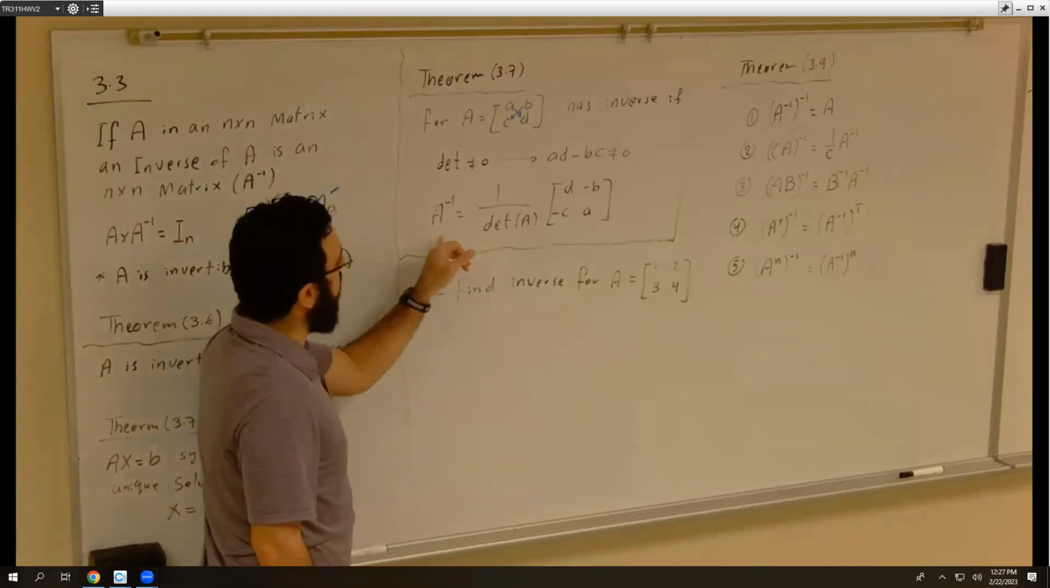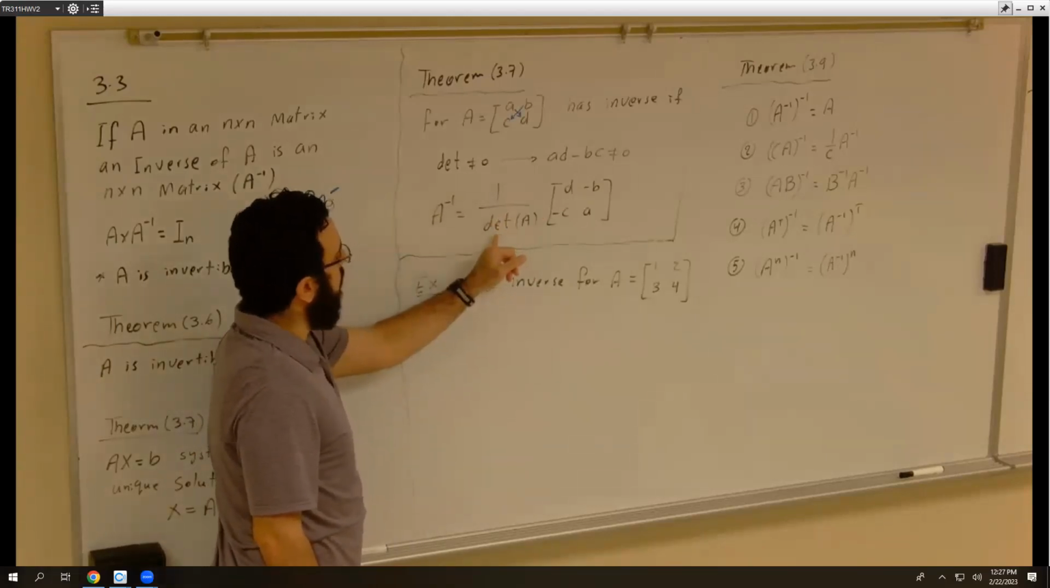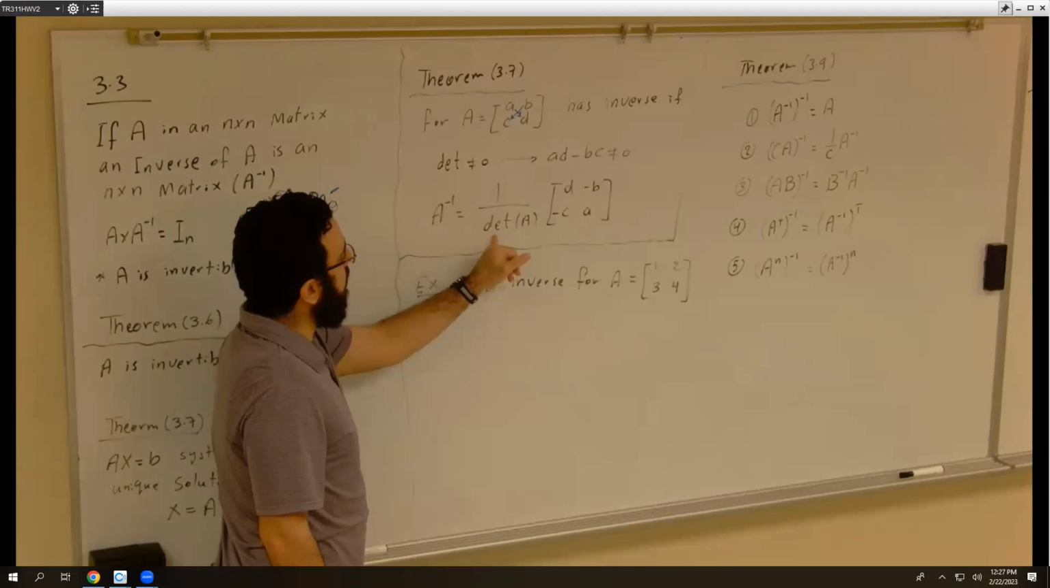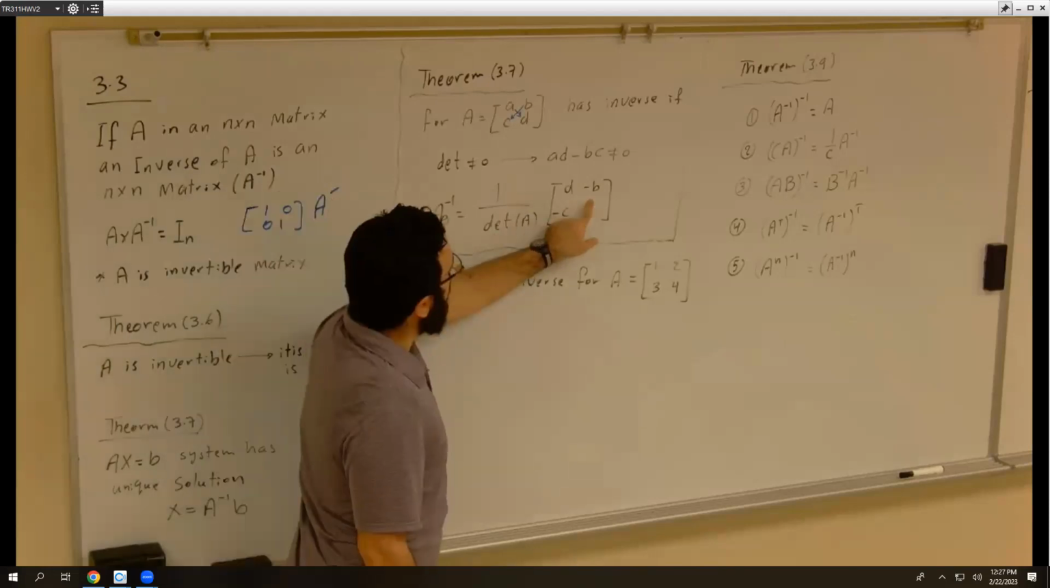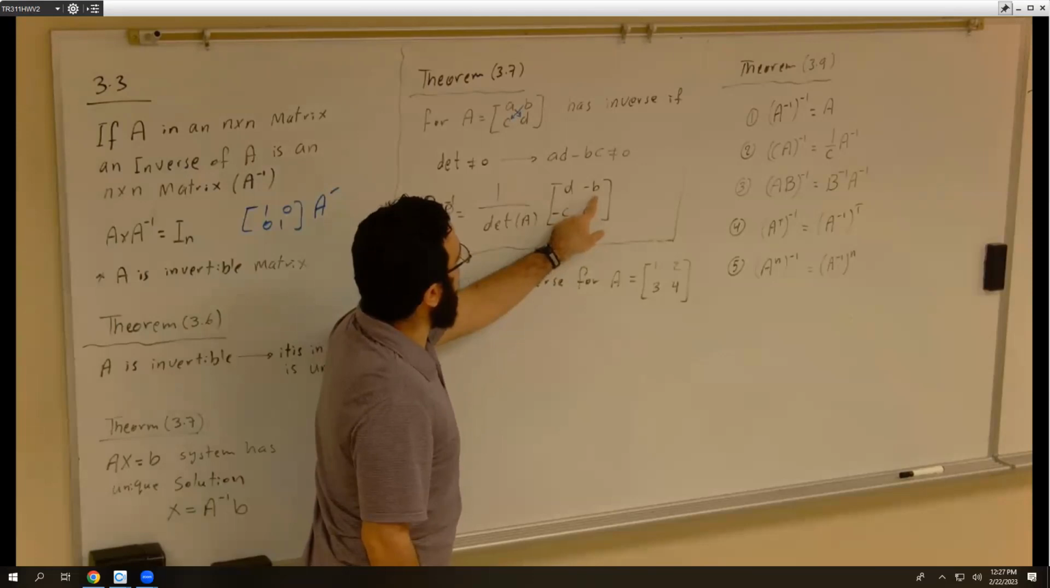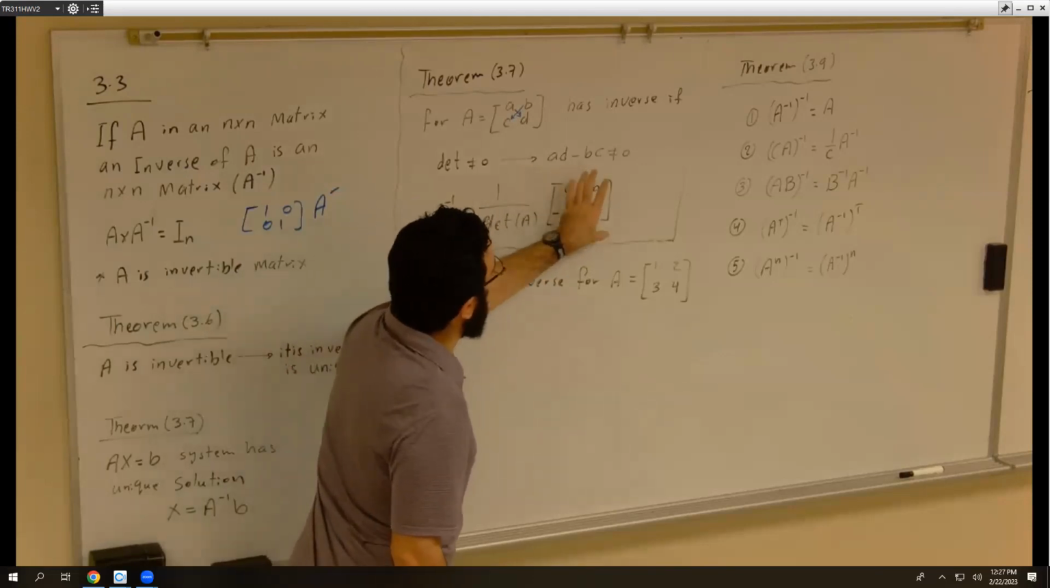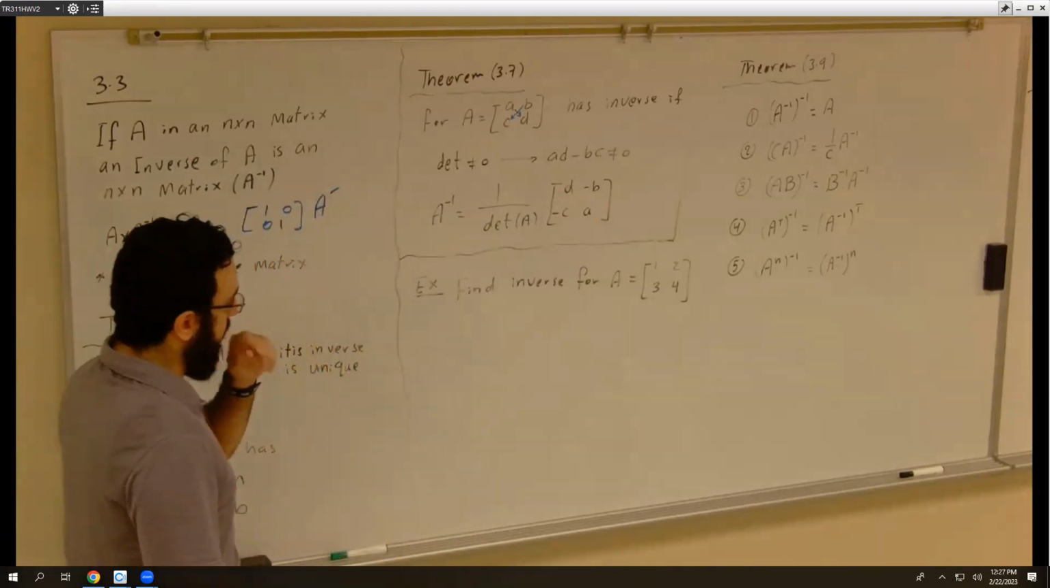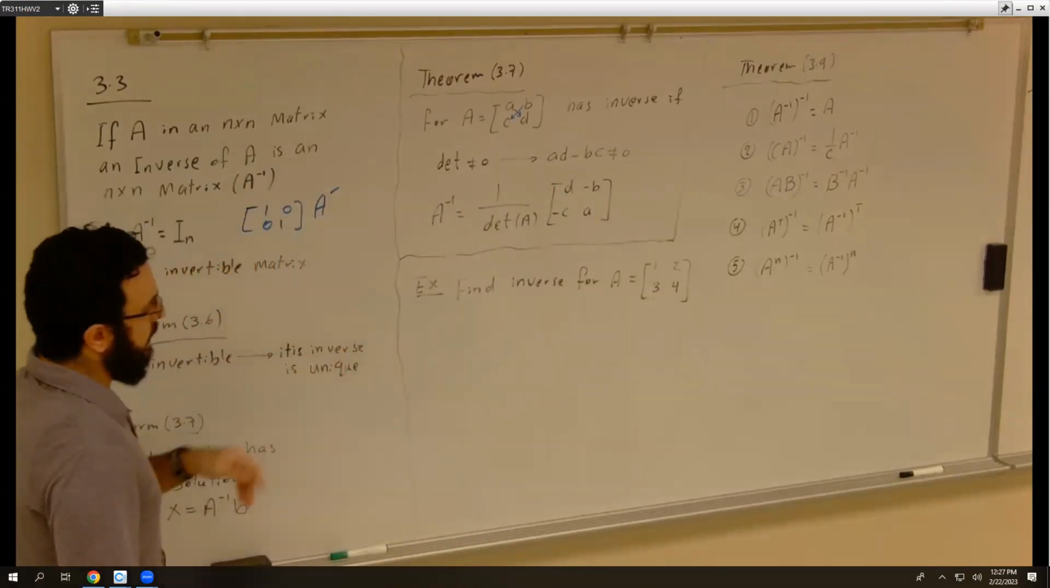And here's the inverse going to be 1 divided by the determinant of A. You're going to switch A and D, change the sign for B and C. Multiply, this one is going to be a scalar, times the matrix is going to be the inverse. This is exactly what we did in the previous class.